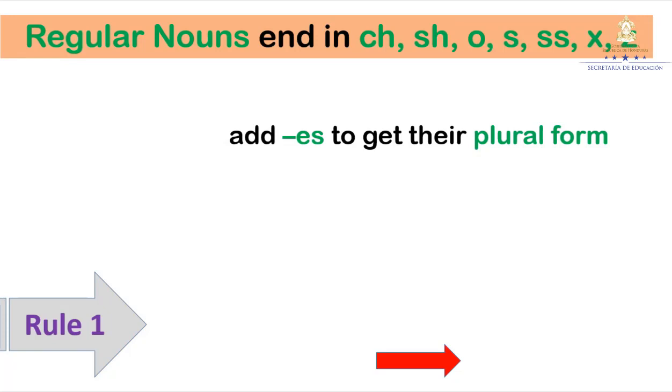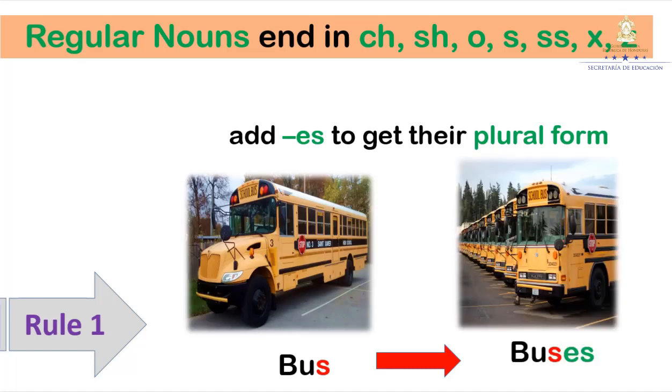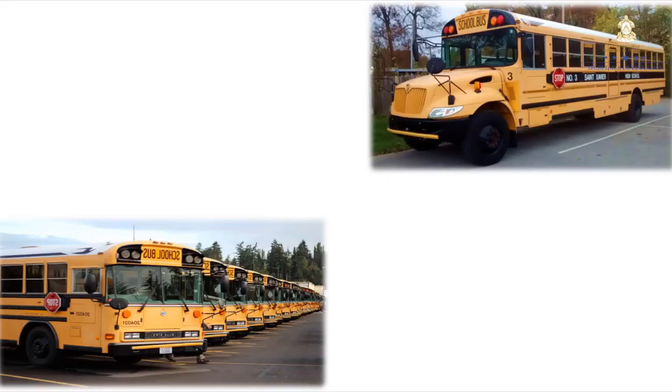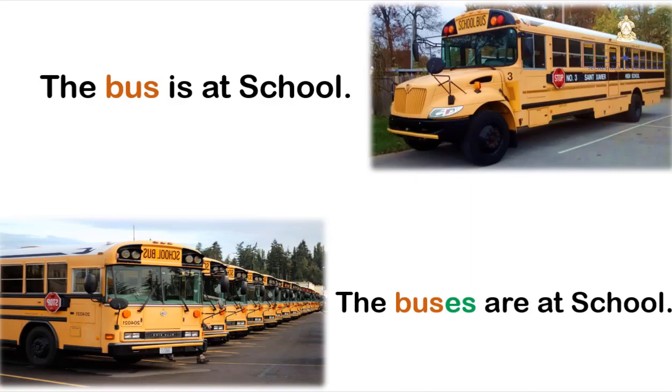For regular nouns that end in ch, sh, o, s, double s, x, and z, we add es to get their plural form. Aquí tenemos el ejemplo de bus in singular and buses in plural. Look at the example in singular. The bus is at the school. Ahora en plural. The buses are at school. Como ven, bus termina en s. Entonces solo le agregamos es según la regla.